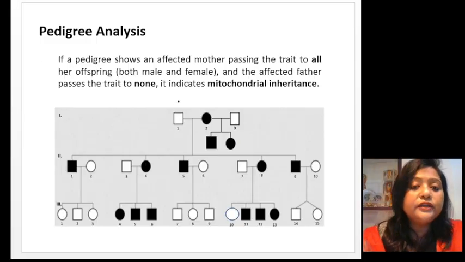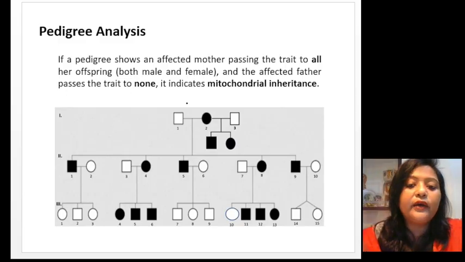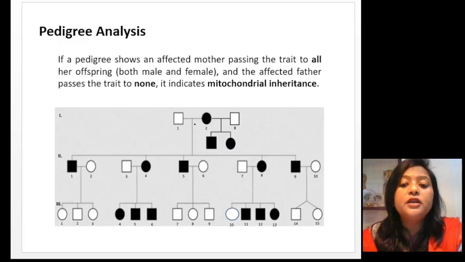Now, we know that when we talk about pedigree analysis, the square refers to male and the circle refers to the female. So you see in this first stage, the female is affected, but both the males are unaffected. When the female is affected and they have two siblings, male and female, both are affected.